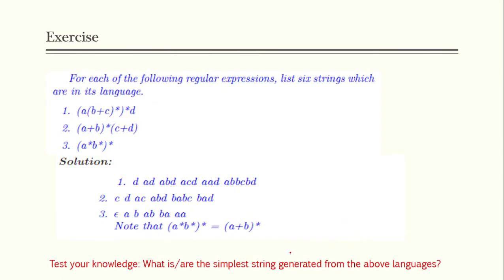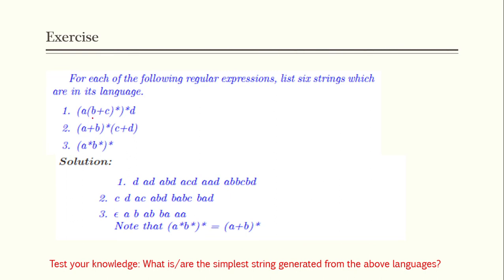Okay, exercise. For each of the following regular expressions, list at least 6 strings which are in its language. For example, (AB plus C) star star D. So what does it mean here?